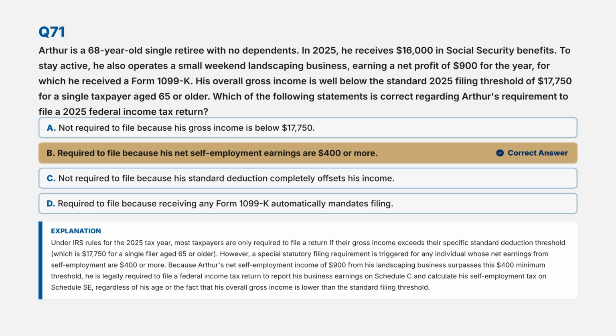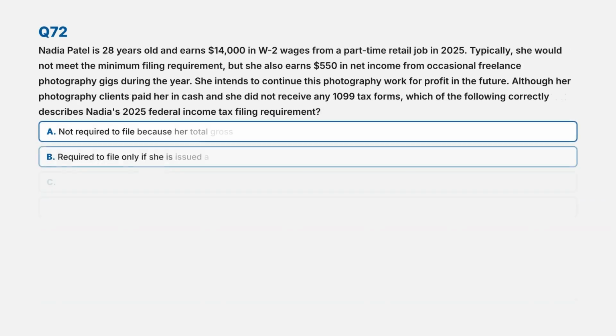Because Arthur's net self-employment income of $900 from his landscaping business surpasses this $400 minimum threshold, he is legally required to file a federal income tax return to report his business earnings on Schedule C and calculate his self-employment tax on Schedule SE regardless of his age or the fact that his overall gross income is lower than the standard filing threshold. Great, let's move on to question 72. Question 72. Here's the scenario.